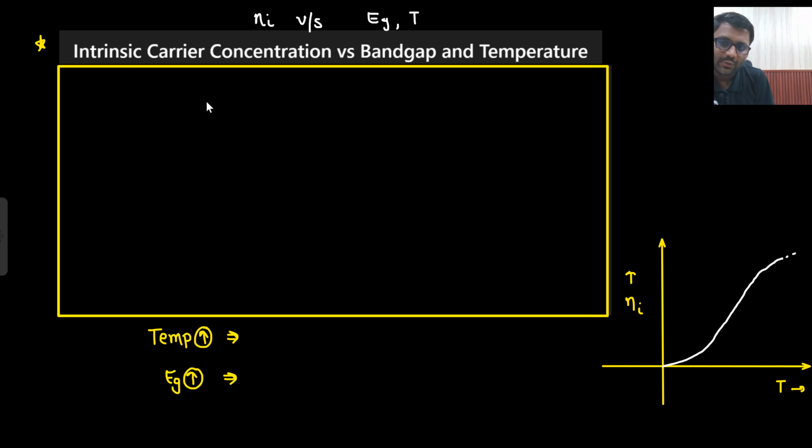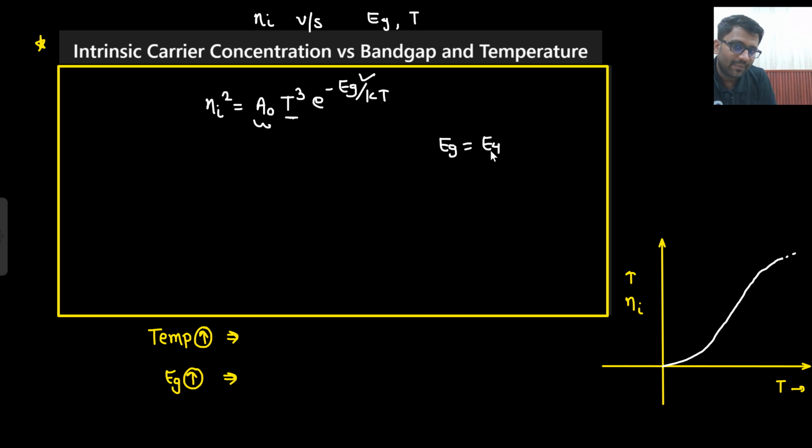So your Ni square is given as some constant A naught T to the power 3 e to the power minus Eg by Kt, where A naught is a material constant. It will depend on the material. It is a constant value. T is the temperature in Kelvin. Eg is the band gap at a particular temperature. K is the Boltzmann constant and T is the temperature again.